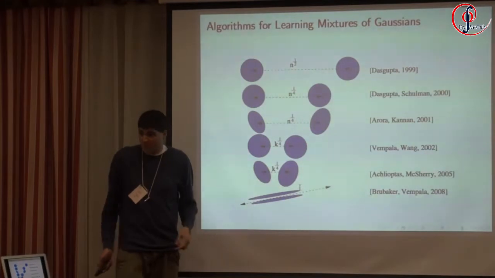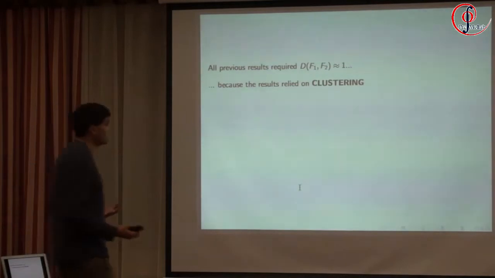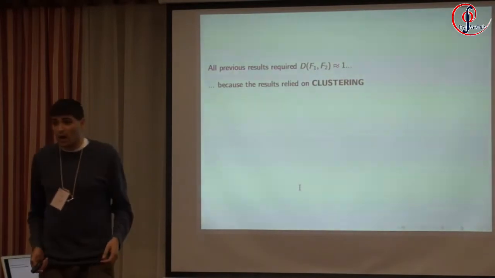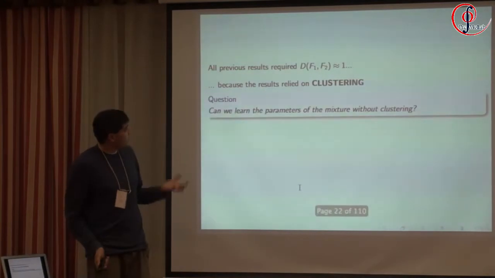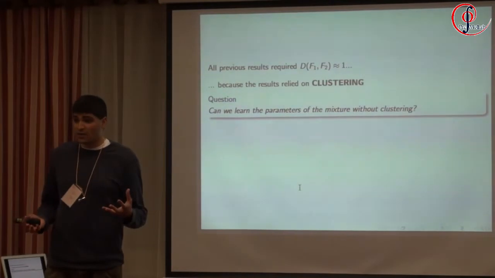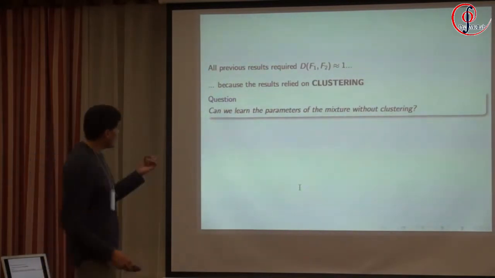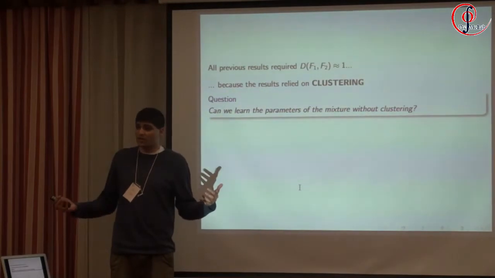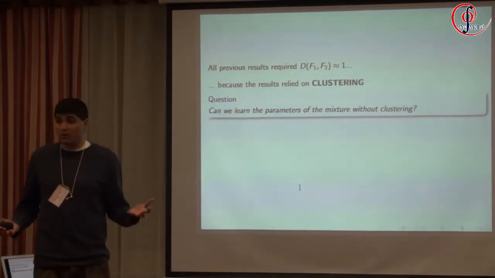Now I want to mention that all these previous results were fundamentally in a regime where the two components are very far from overlapping. Their statistical distance was close to 1. And there's a very simple reason why those algorithms needed that condition: they were based on clustering. They were based on the idea that we want to take many samples from the mixture of Gaussians and be able to tell which component generated which of the samples. But now what happens when these two Gaussians, instead of being very far apart in statistical distance, are actually very close together? Then we very quickly encounter a sample which we don't know which component generated.